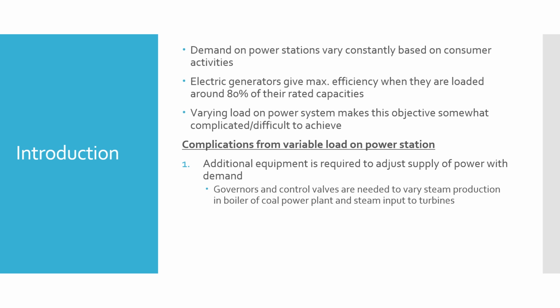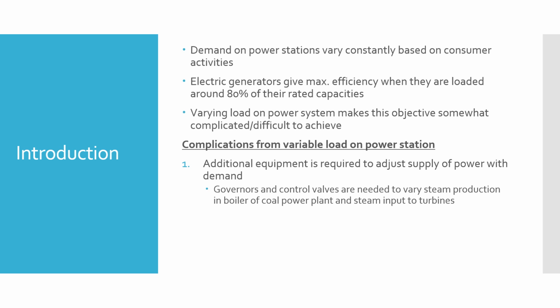A good example of this is a coal-fired steam power station. In a coal-fired steam power station, which we have discussed previously, there are certain governors and control valves which are used to control the amount of steam being produced by the boiler and the amount of steam which enters the steam turbine. These devices are needed because of the variable load requirements of the power station.